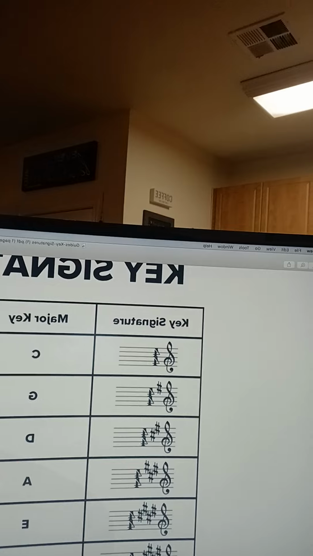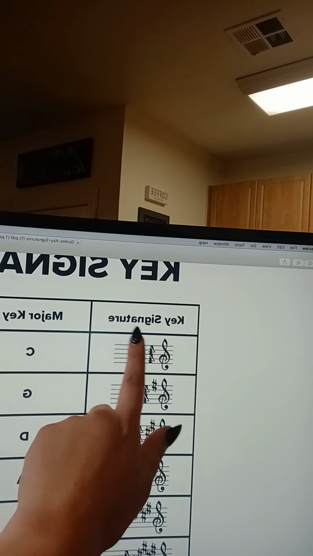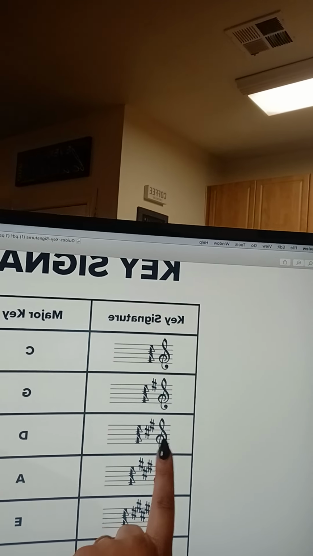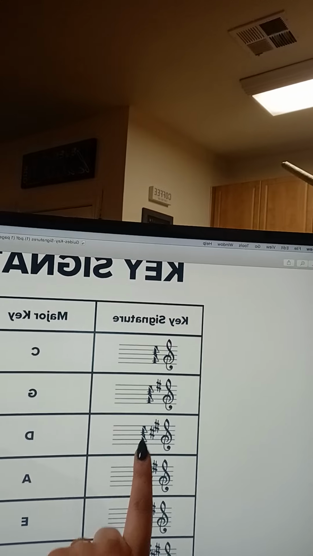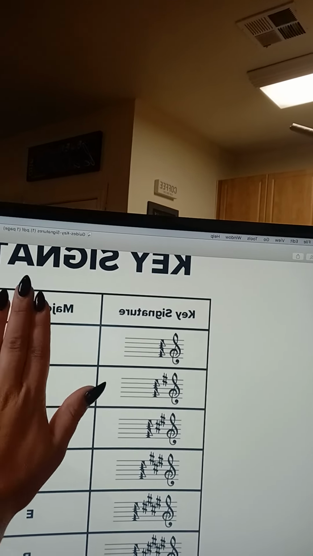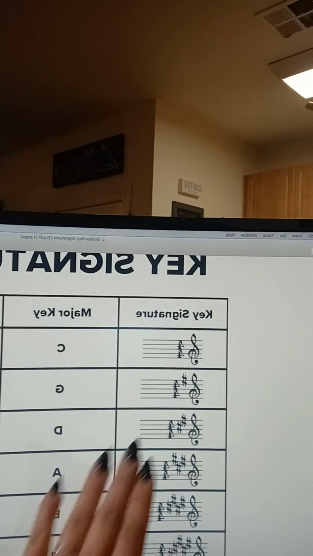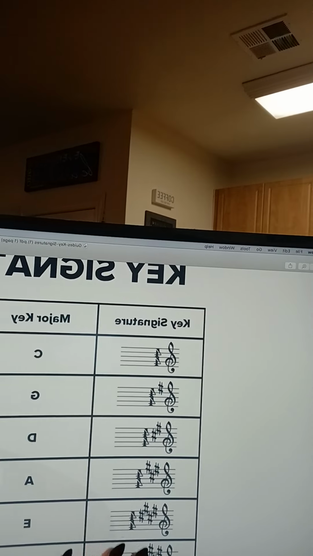Okay? So we're going to start with just key signatures, which is the symbol between the clef and the time signature. We're not going to worry about what's major, what's minor right now. We're only going to worry about what a key signature signifies to you.